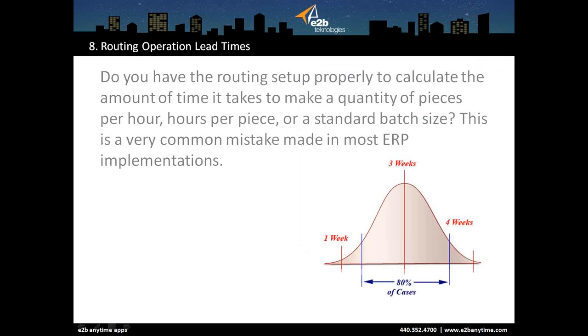All right, so we have the bill of material side, which is really material focused, and then we have the routing operations, right? We have the things in manufacturing that we do to the material to add value to produce a finished good. This is another area where people make mistakes. Is the routing set up properly to calculate the amount of lead time that it takes to make a quantity of pieces, either by hour or hours per piece if it's a larger assembly, or if you're in a process environment, batch sizing. This is very, very common that people don't understand these calculations, they don't set them up.